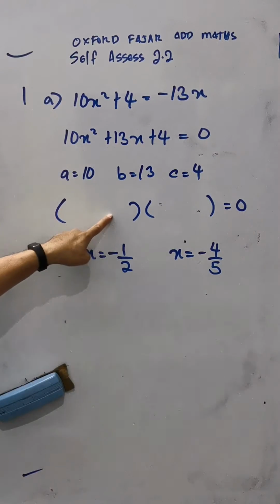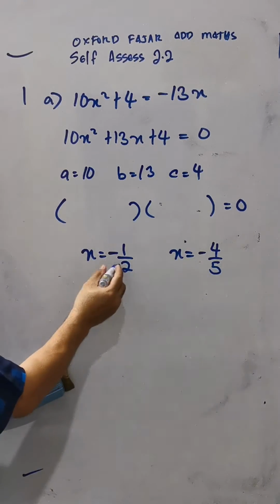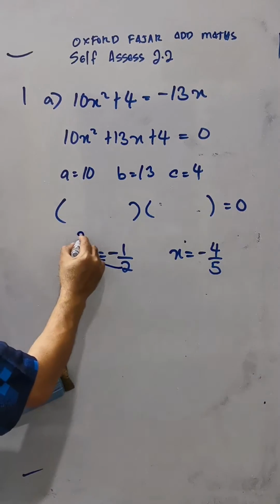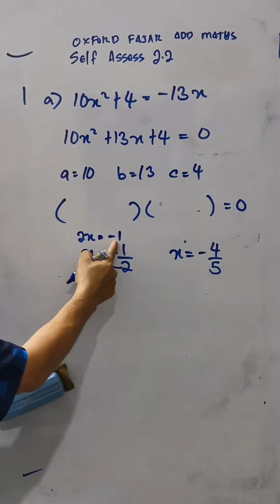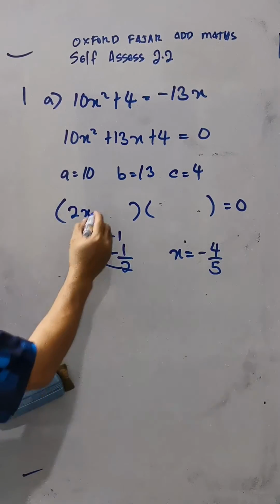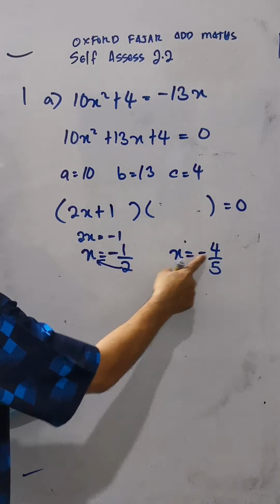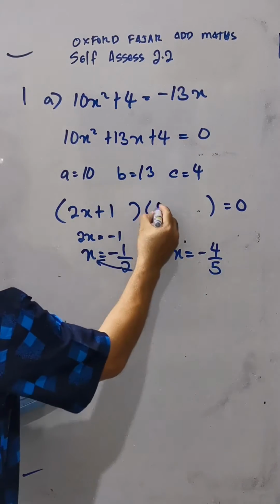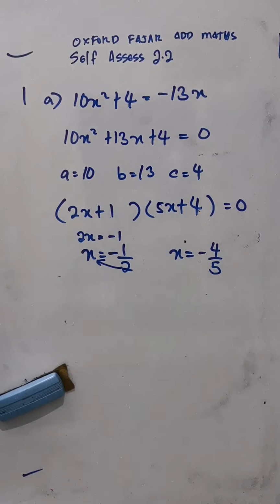What did we write inside here? For a fraction, you have to multiply this first. You write down here 2x equals negative 1. If negative brings to the other side, it becomes plus 1. So inside the bracket here will be 2x plus 1. Similarly with this, 5x equals negative 4. So here is 5x plus 4 equals 0. Okay? So we finish with question number 1A.